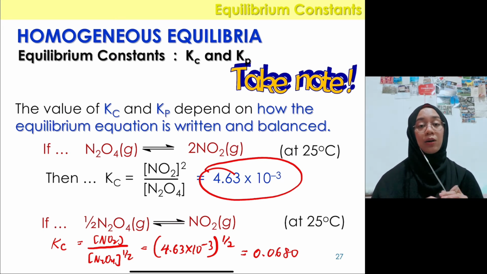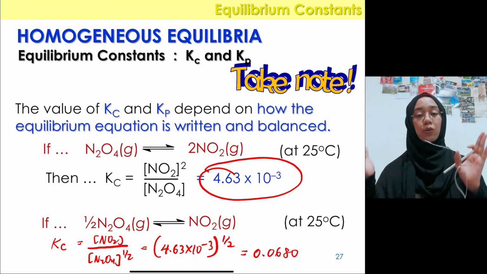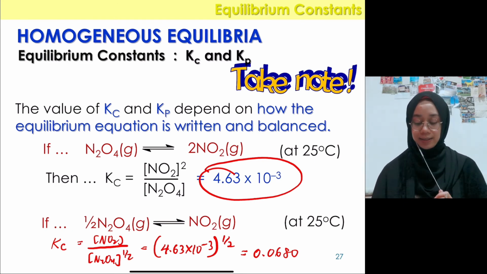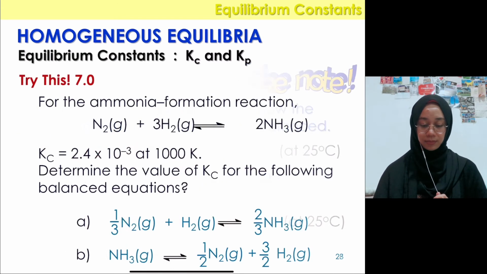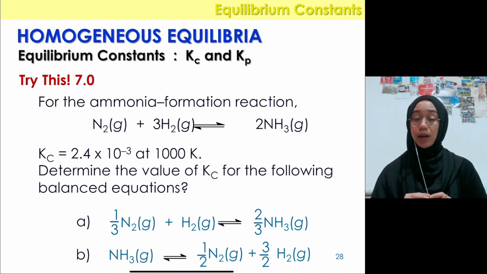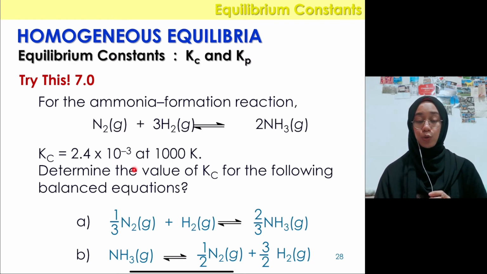If we change it, whether we flip it or multiply the whole equation with a new factor. Okay, so now it's your turn to try. Okay, so I will help here. So basically you are given KC. You have been given KC, but then you need to look for the new value of KC.